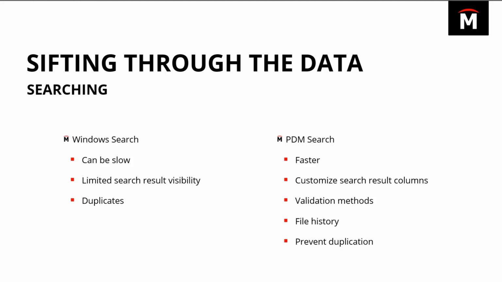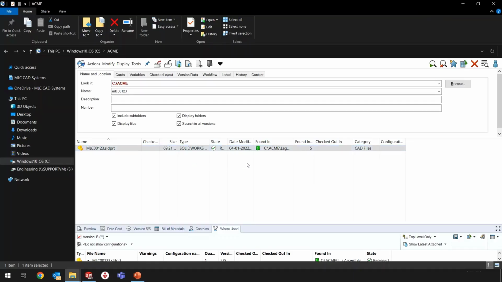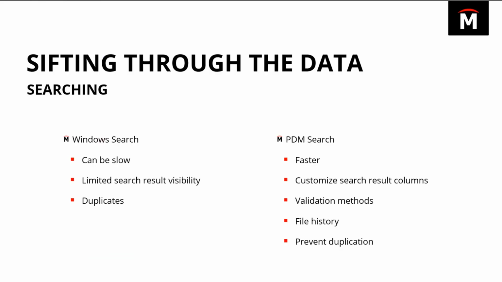So when we look back at my search here, we have things like category, configuration, type. If I want to add things like the description or the revision to the columns, it can also help me narrow down the results and find what I'm looking for faster. We can also validate the file without ever opening it. So with a part file, maybe that's not as big of a deal, but when we are looking for maybe an assembly, a larger assembly, that can take longer to open and of course longer to verify.